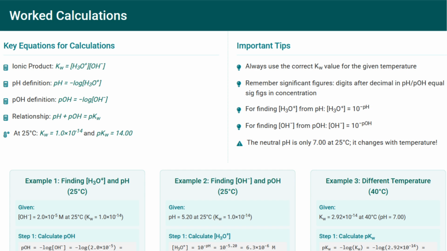To find H3O plus from pH, you calculate 10 to the negative pH. To find OH minus from pOH, you calculate 10 to the negative pOH. And never forget that neutral pH is only 7.00 at 25 degrees Celsius.